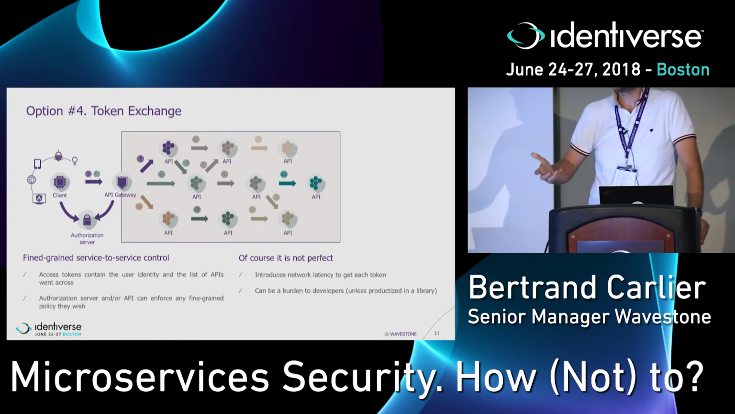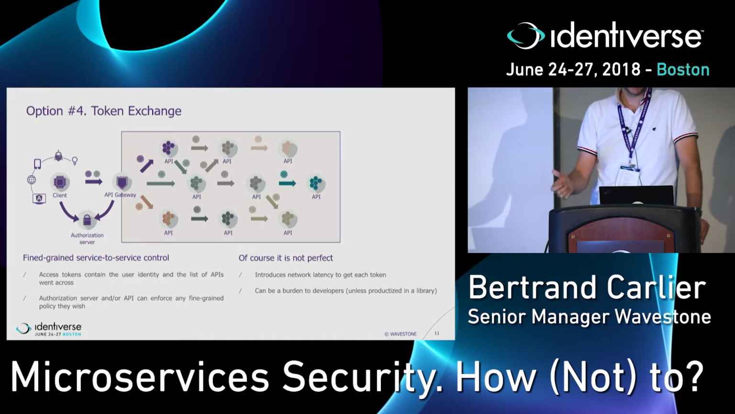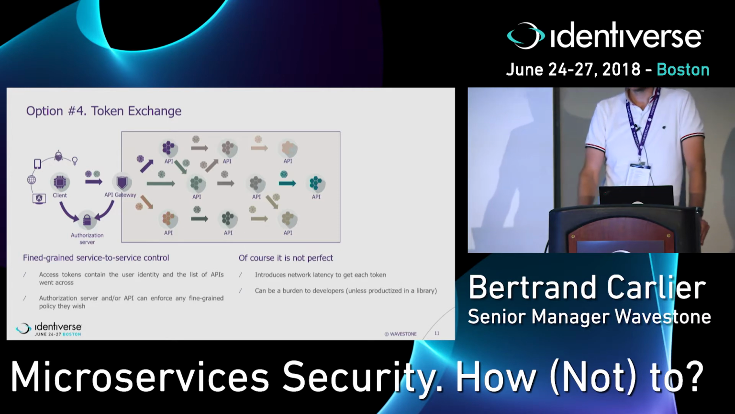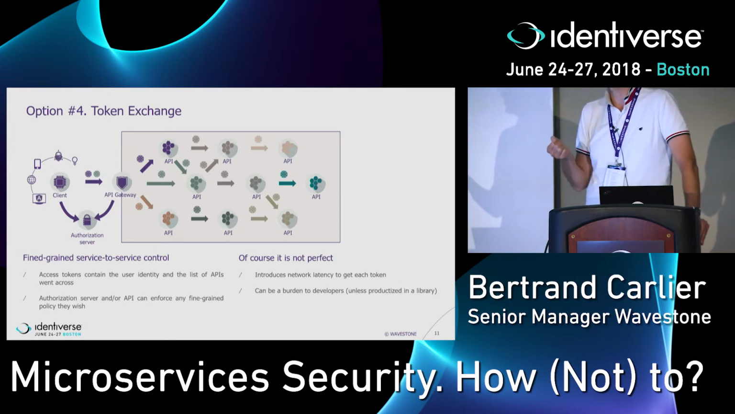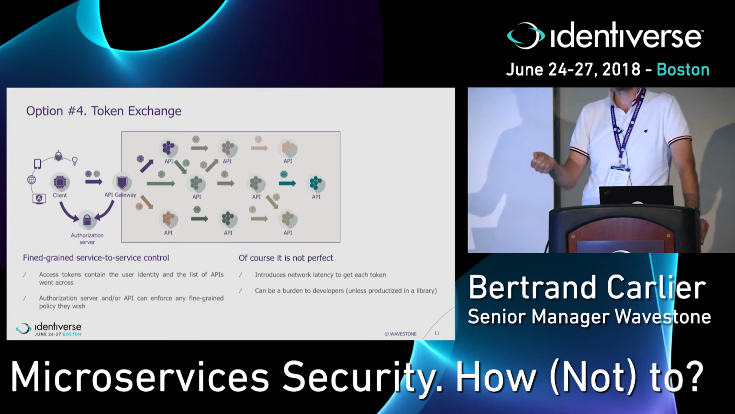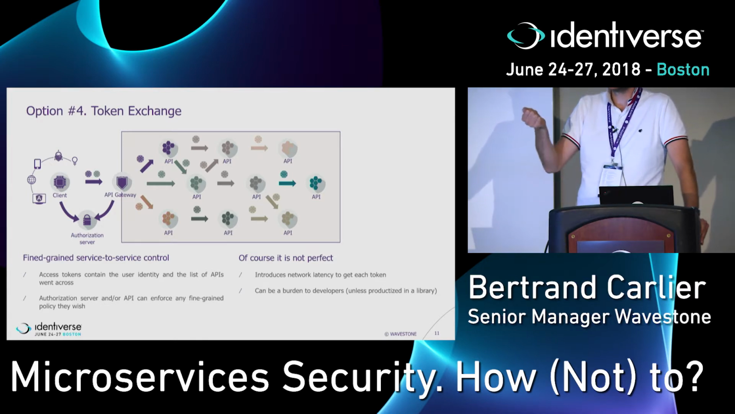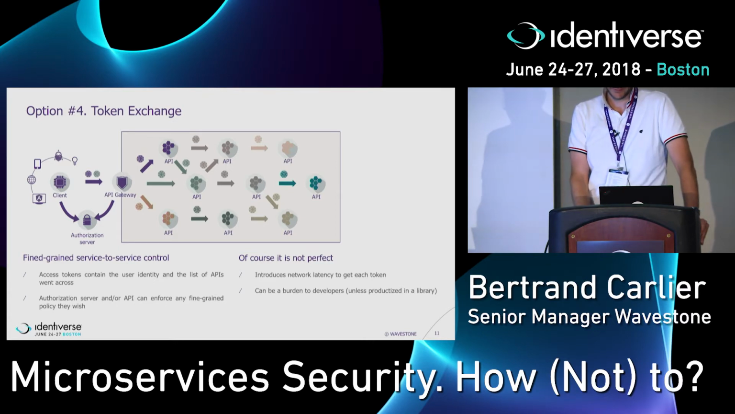But of course, it's not perfect. Like Prabhat said, it will introduce network latency to get each token, and this can be a real burden to developers if they need to negotiate a token before doing any API calls. If they cannot reuse the first one, that's a burden, and you need to help them. You need to provide them with some helper libraries and to have a product for them to do that stuff instead of them having to code that themselves.